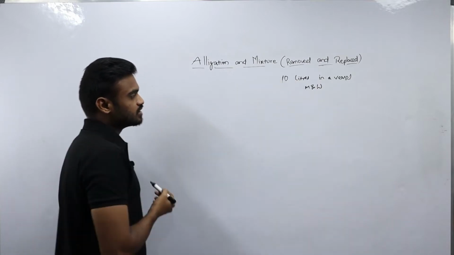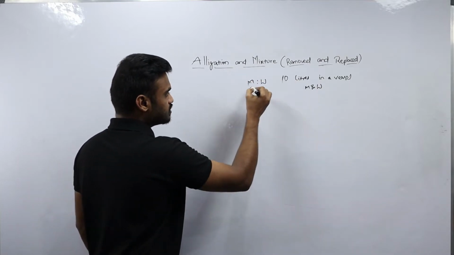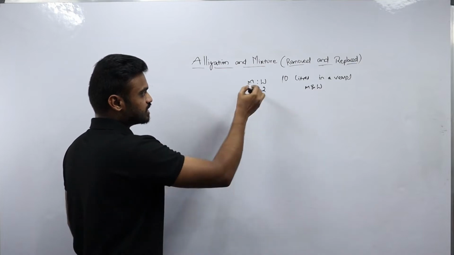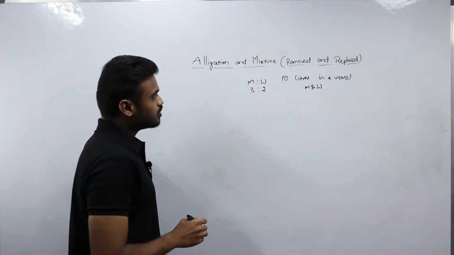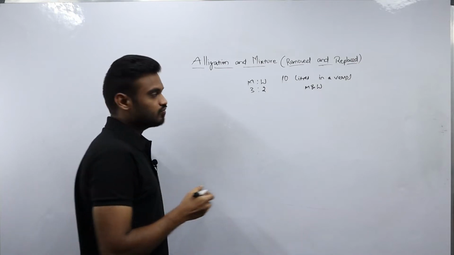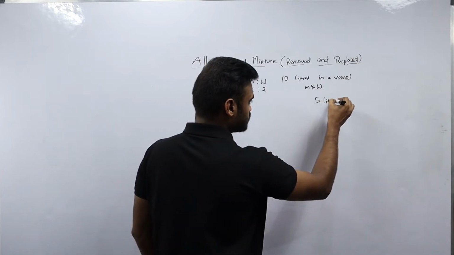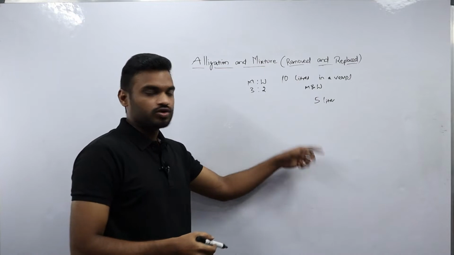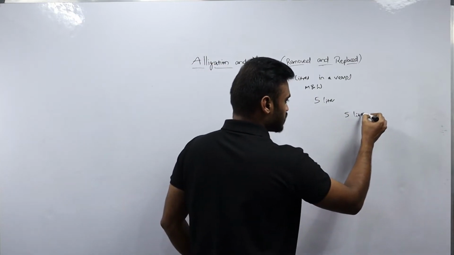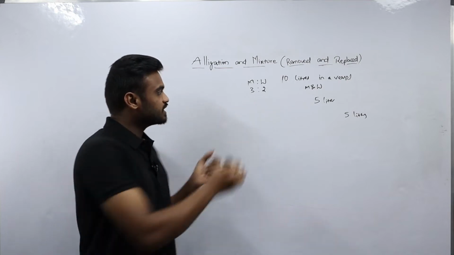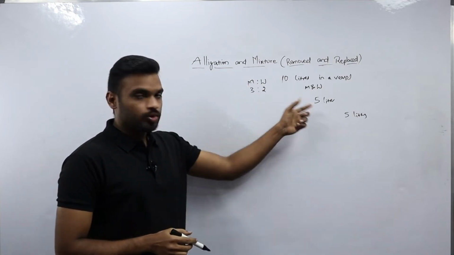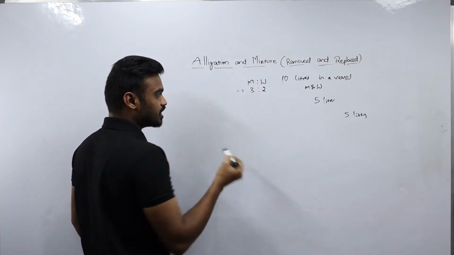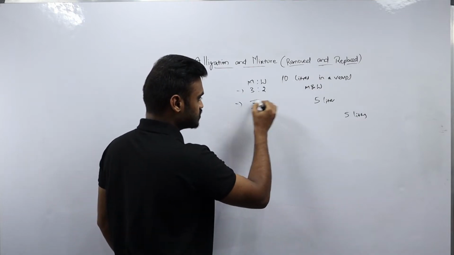Now in this 10 liters the ratio of milk and water is 3 is to 2. Suppose assume there is 10 liters of mixture in a vessel, and in the 10 liters the ratio of milk and water is 3 is to 2. Now from the 10 liters I am taking out 5 liters of mixture. Now what is the amount left over? Out of 10 liters, 5 liters is taken out, so the amount left over is only 5 liters. Now in this 5 liters what is the ratio of milk and water? See here, no matter how many liters you take out from the mixture, the ratio will be the same, that is, after taking out, the ratio will be the same as 3 is to 2.